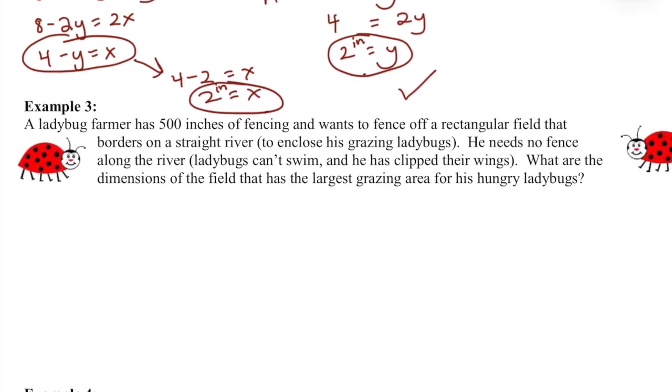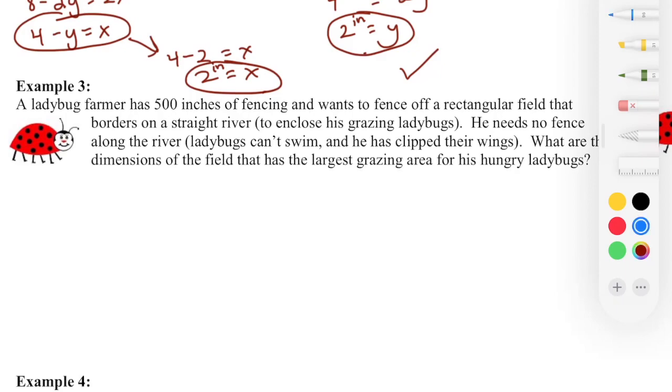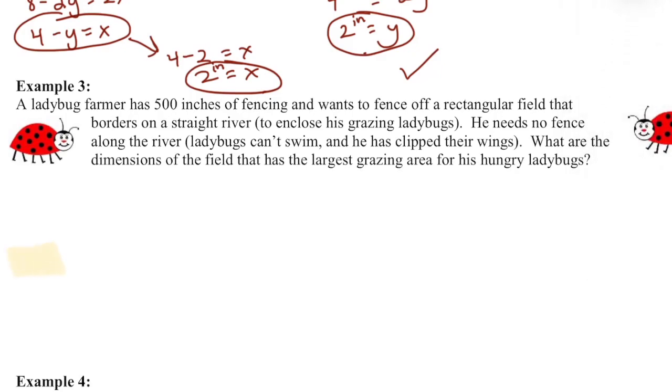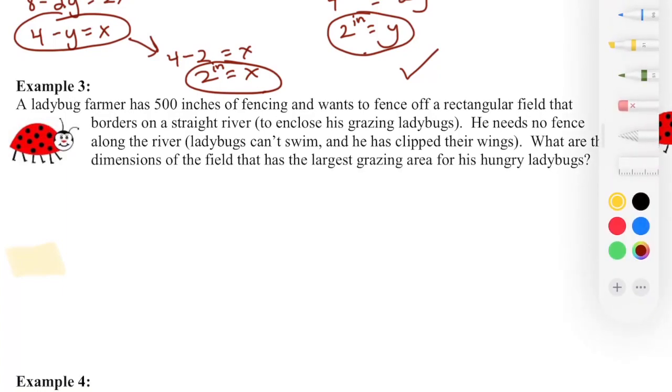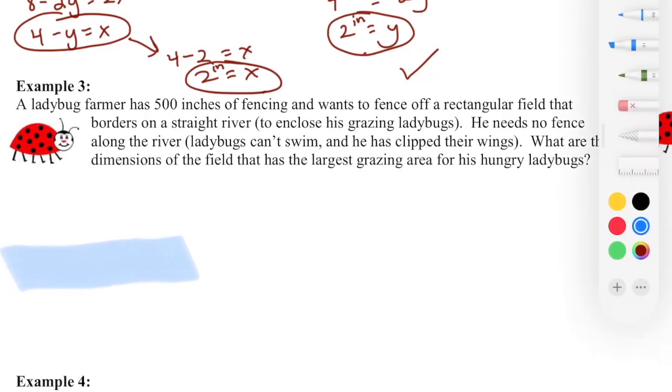Okay. Example 3. A ladybug farmer has 500 inches of fencing and wants to fence off a rectangular field that borders on a straight river. Okay, let's draw this so far. So I have a river. I'll make it blue, highlight it. So here's my river. That's yellow. Sorry for that squeaky noise. I didn't mean to do that to your ears. Okay, here's my river. Woohoo. Trying to do it as straight as possible.